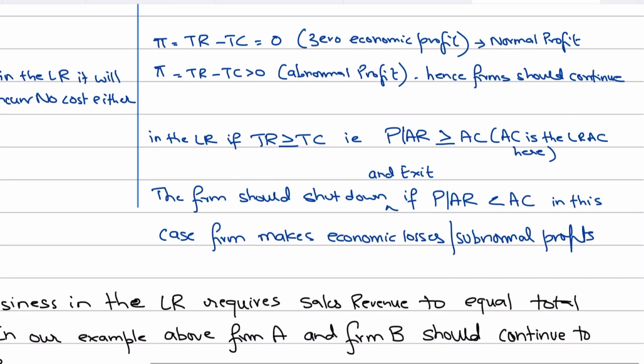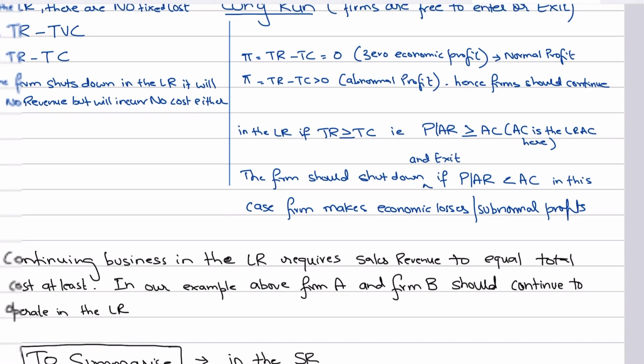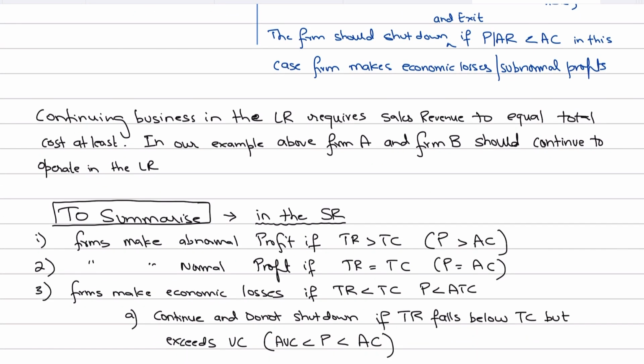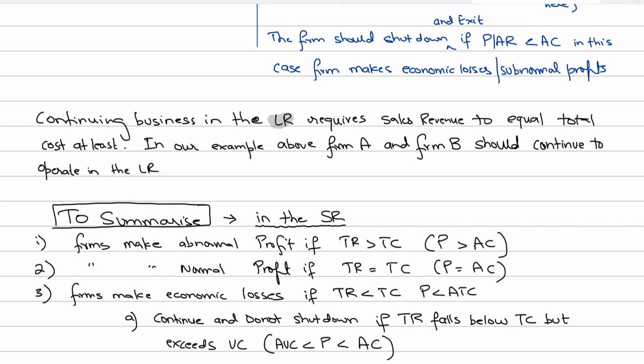The firm should shut down and exit if price, that is average revenue, is less than your average cost, right? In this case the firm makes economic losses or subnormal profit, economic losses होते हैं, we've already seen that. So guys, simple stuff. If you want to continue business in the long run, it requires the condition that sales revenue should be equal to your total cost, at least minimum जो revenue होना चाहिए ना, वो आपकी total cost को cover कर रहा हो, तो आप normal profits बना रहे हो. If you are making normal profits in the long run, you should stay in the industry.